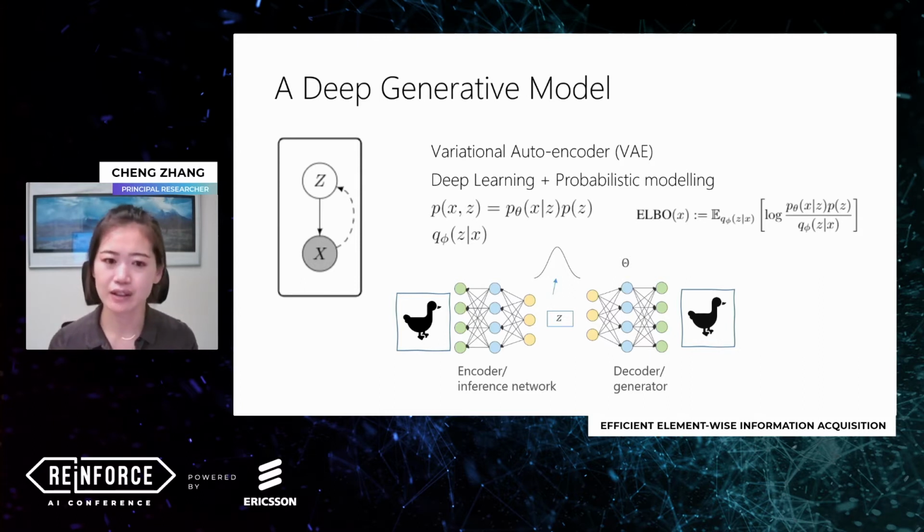It will look something like this at the bottom. We'll have an input X, and here I use a duck as an example. Then we encode it, with what we call the inference network, to a latent code Z, and then we decode it to the original image. So that's how this variational autoencoder works.